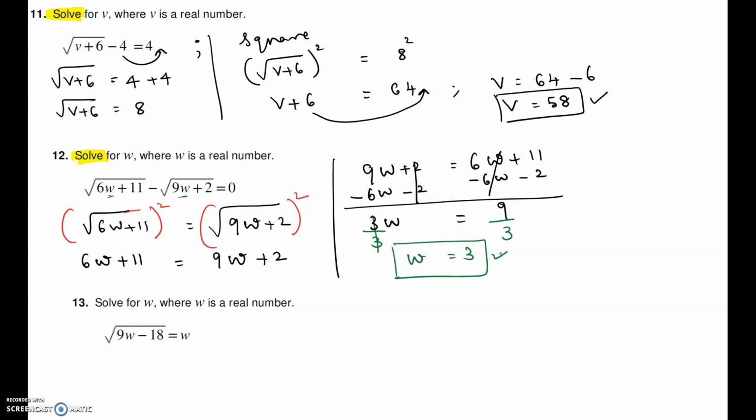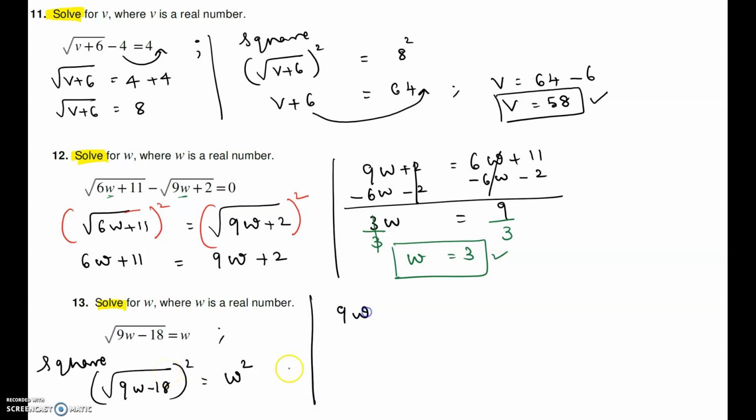Next, number 13. Solve for w where w is a real number. Square root of 9w minus 18 equal to w. To get rid of the square root, we have to square both sides. So we get square root of 9w minus 18 square equal to w square. The square and square root, they get cancelled out. So you get 9w minus 18 equal to w square.